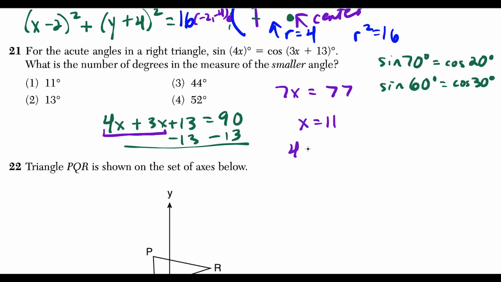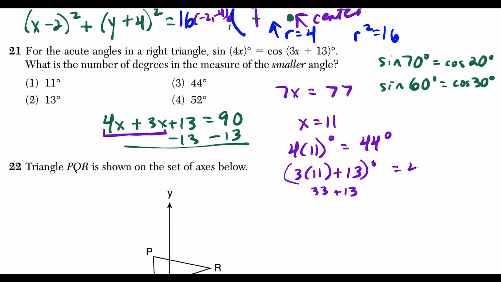So now we just plug in 4 times x is going to give us 4 times 11. And there's a degrees unit here. So the first angle is 44 degrees. And then if we use this idea that the angles are going to be complementary, that would tell us just by looking at it the other angle is 46. Otherwise, what you could do is just plug into 3x plus 13. You have 3 times 11 plus 13 degrees. And if you do 33 plus 13, that's going to make 46 degrees. So what is the measure of the smaller angle? 44 degrees. Choice 3 is our answer.